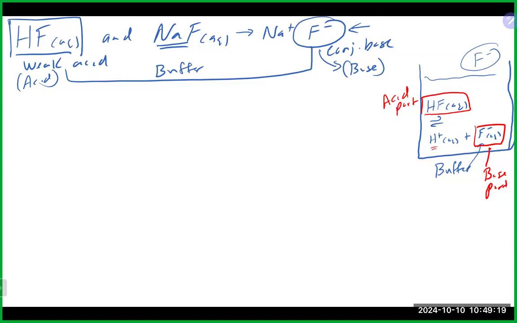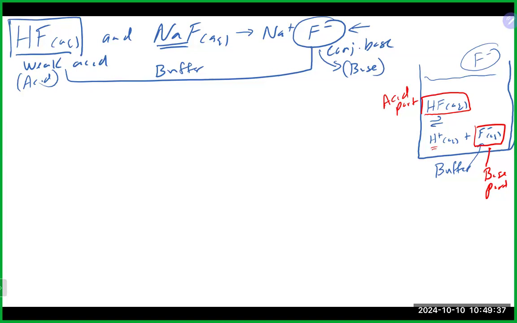If we just had the hydrofluoric acid by itself, it probably would not produce enough F minus to work effectively as a buffer. So that again is why we need to add that extra sodium fluoride to beef it up so that it has a good amount of concentration to work as a buffer.